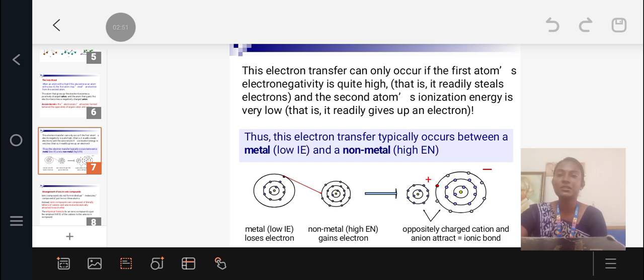The first picture is the metal, the second one is the non-metal. Metal has low ionization energy and loses electrons, as well as non-metal has high electronegativity. It gains the electrons from the metal, and they are converted into oppositely charged cation and anion. This is called an ionic bond.